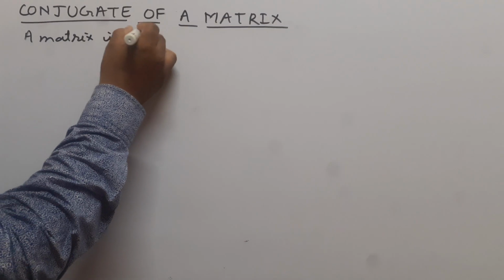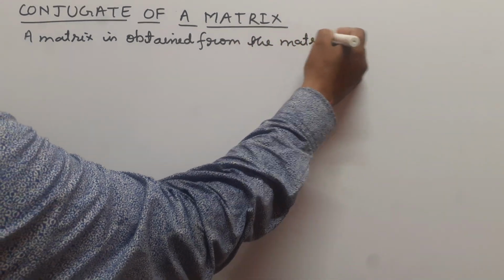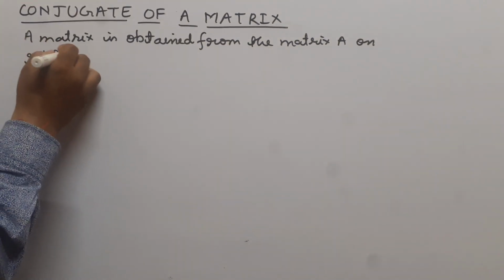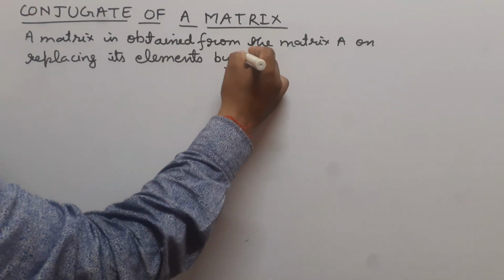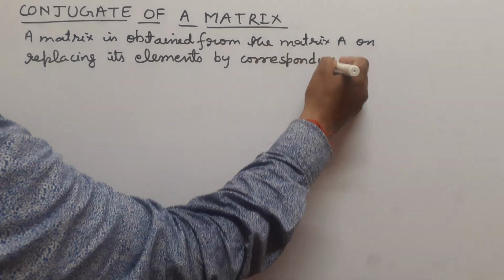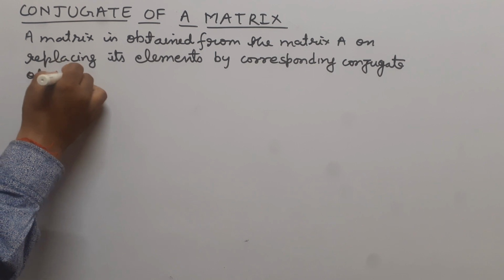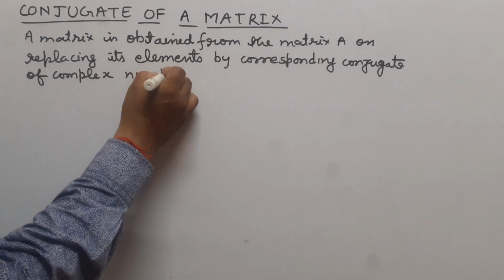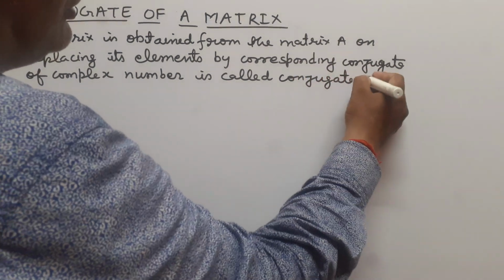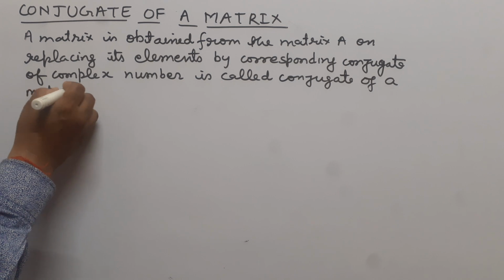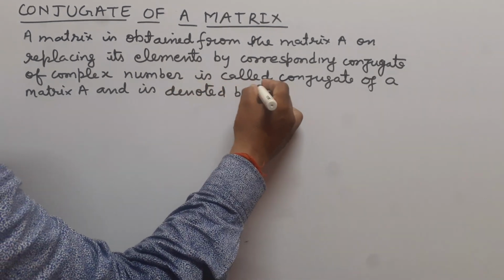A matrix obtained from the matrix A by replacing its elements by the corresponding conjugate of complex number is called conjugate of matrix A and is denoted by A bar.